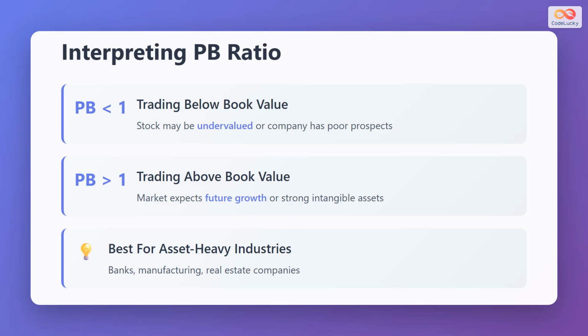The P/B ratio works best for analyzing asset-heavy industries such as banks, manufacturing companies, and real estate firms, where tangible assets make up a significant portion of the business.